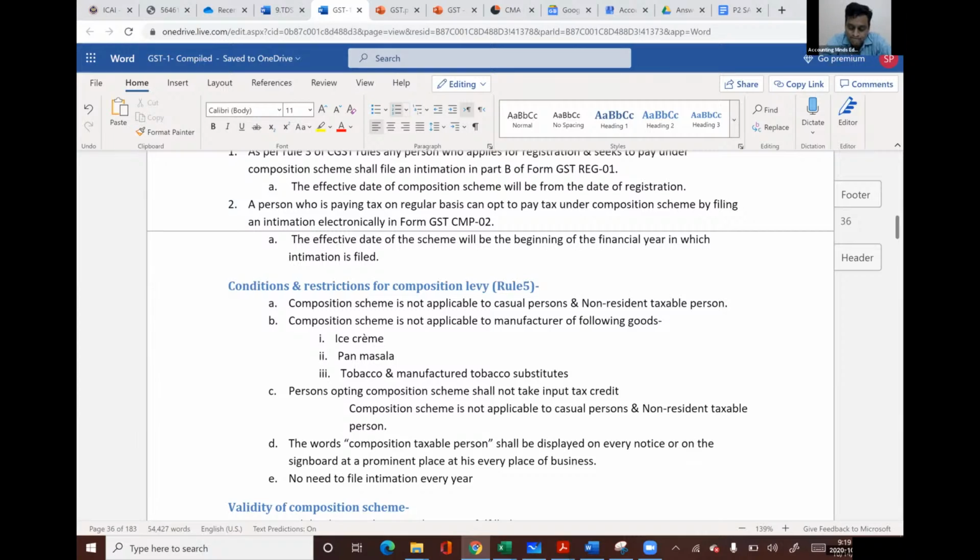The effective date of the scheme will be the beginning of the financial year in which the intimation is filed. Right. If on October 31st you are filing the intimation, then your registration will be under the composition scheme from April 1st of 2020. Make sense? Yes, sir. Go ahead.